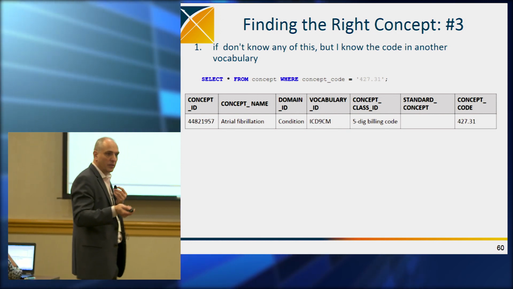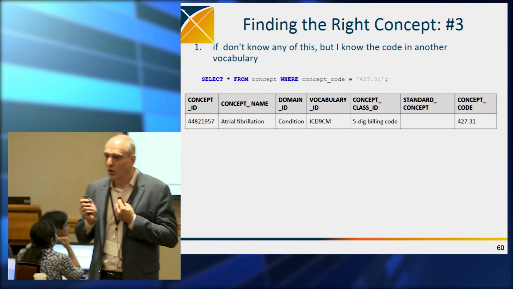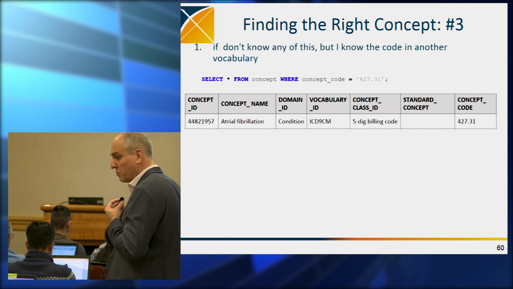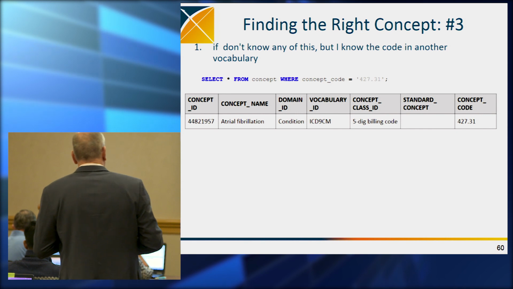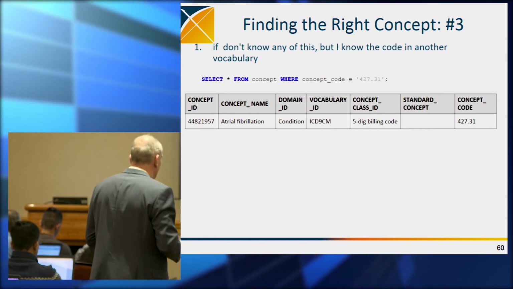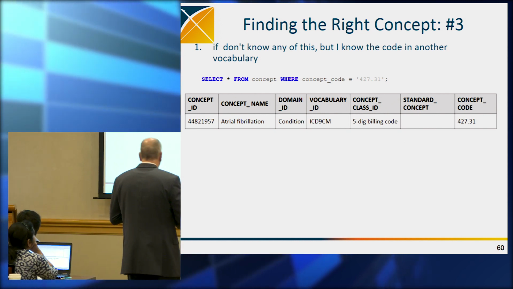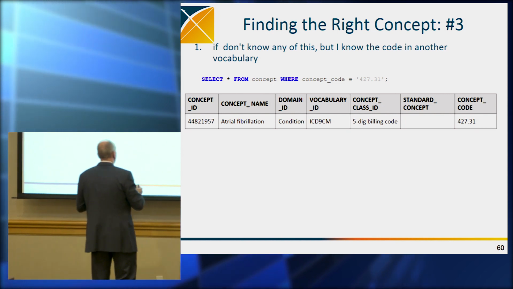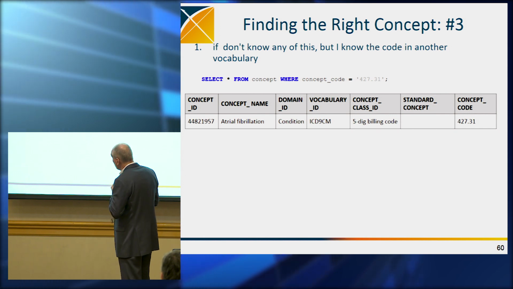Now, this is your question. What if you know, and this is also very typical, if you know the code, but it's not a SNOMED code. You know an ICD-9 code. Many people know ICD-9 codes by heart. It's embarrassing, but they do. And the ICD-9 code for atrial fibrillation is 427.31. And if you pull this thing up, and we know we have to pull it up in the code, not in the ID, because it's their way to call this thing. If you put it in the code, you're going to get that thing.